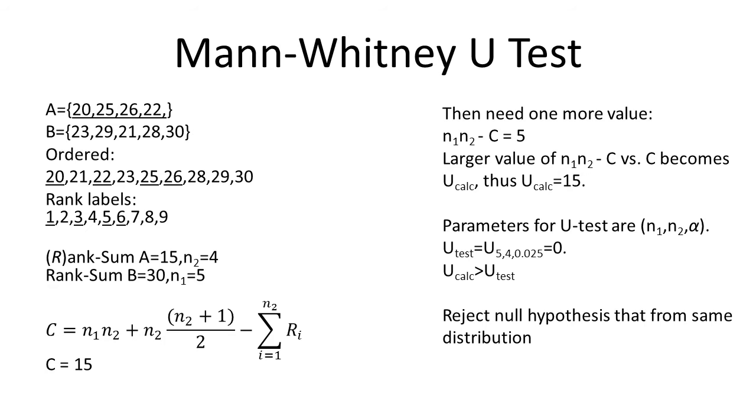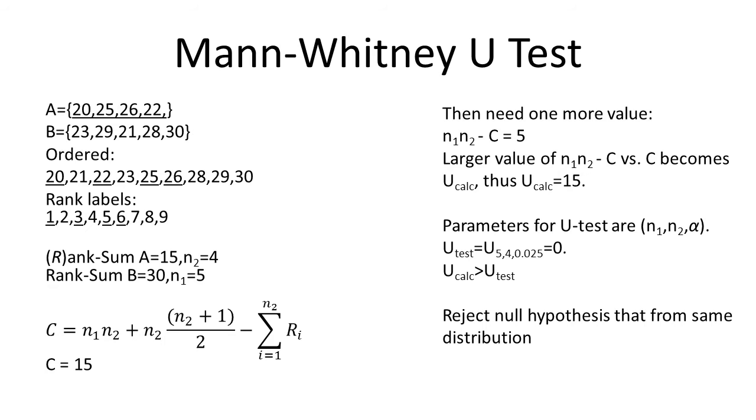The rank sum, represented by the letter R, for A is going to be 1 plus 3 plus 5 plus 6, which is 15. And for the rank sum for B, it's going to be 30. Now here, N1 and N2 are determined by which sample has the larger sum. So here, B has 30, which is greater than 15, so N1 is equal to 5 and N2 is equal to 4. So then C is calculated by the formula below.